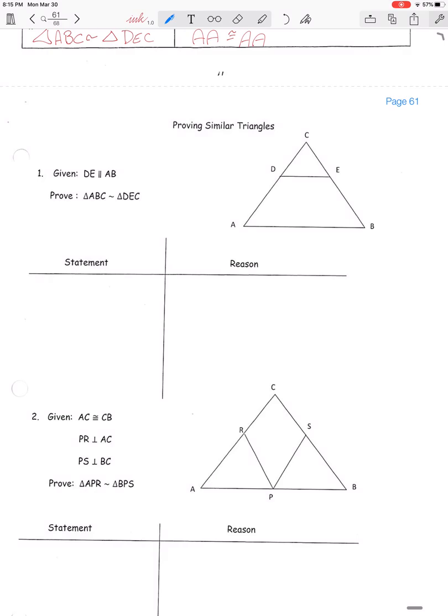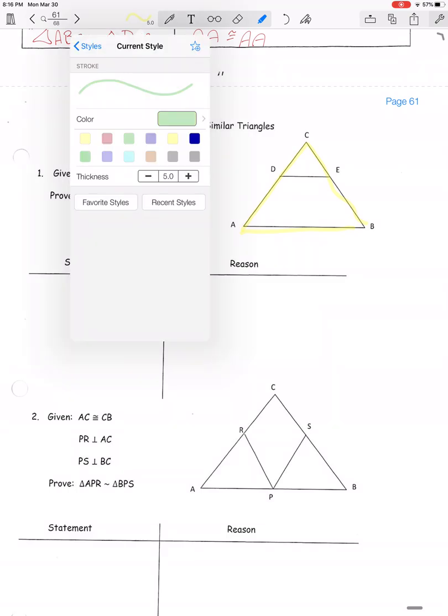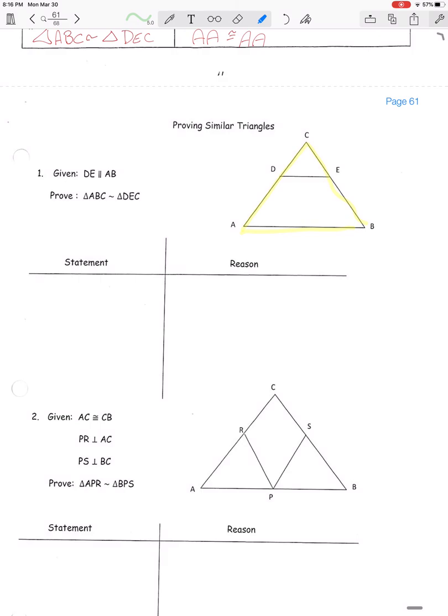Okay, so now that you tried it, let's see what you did. So we have to prove that triangle ABC is similar to triangle DEC. All right, so let's see here. So I'm given that DE is parallel to AB, and that's given.